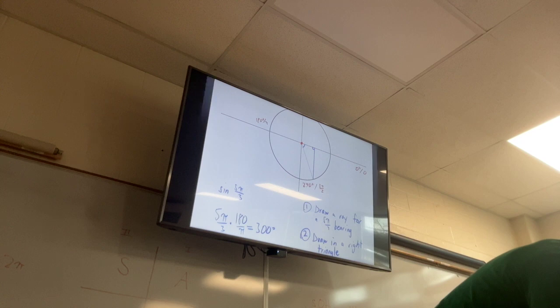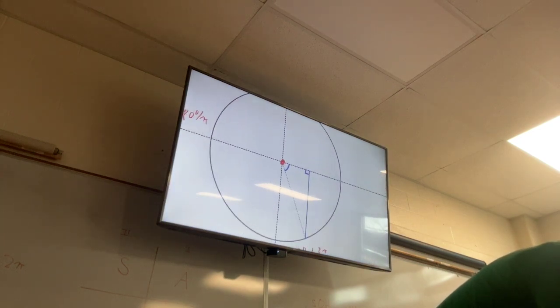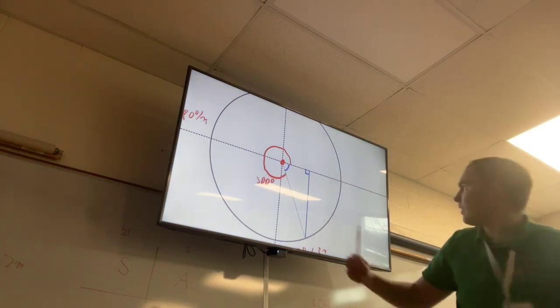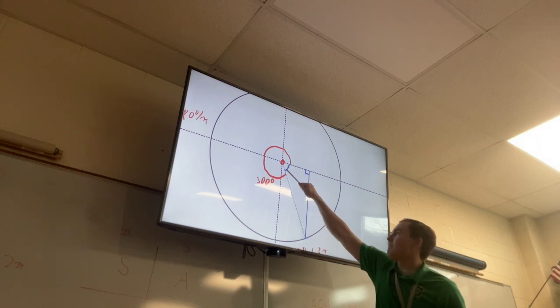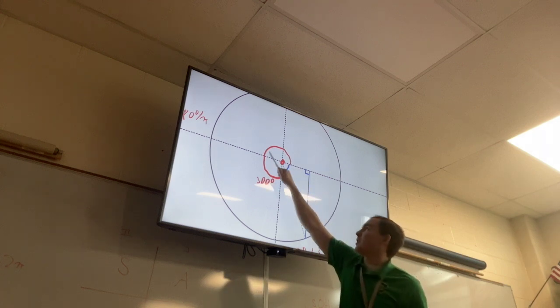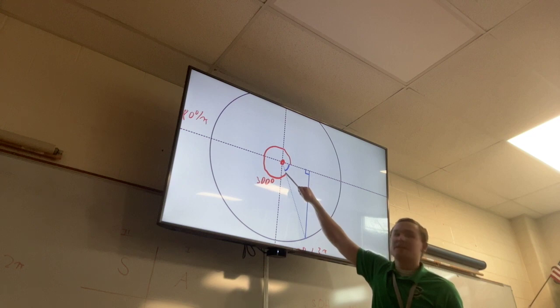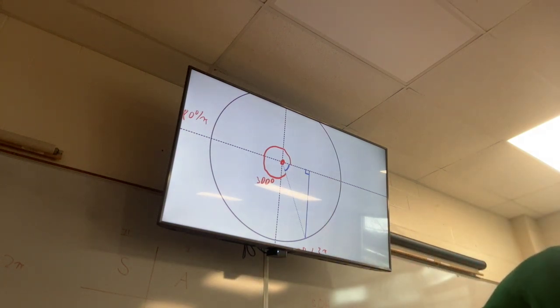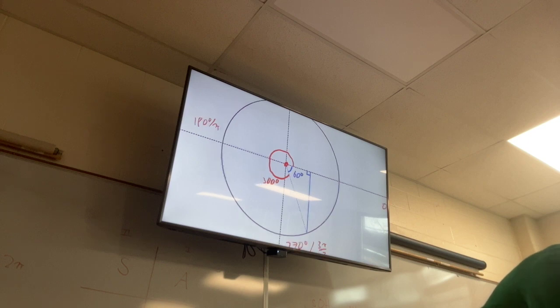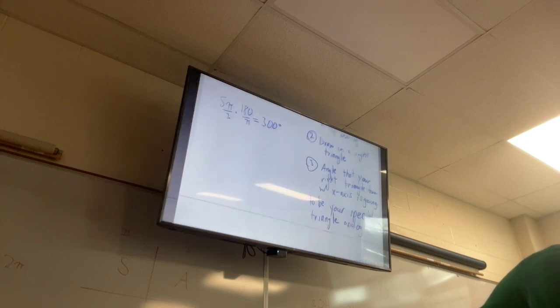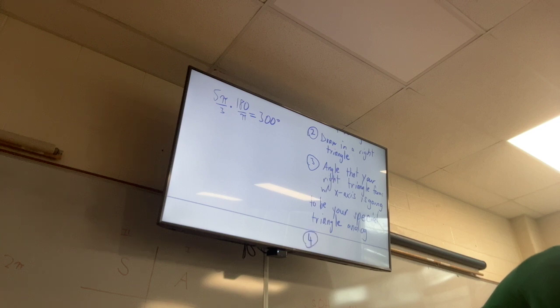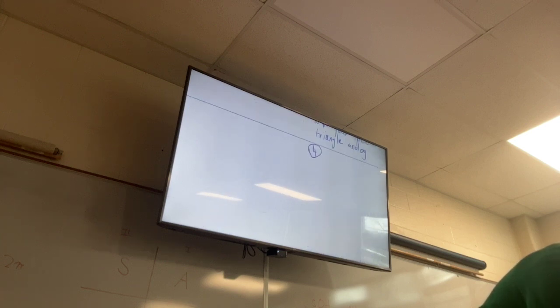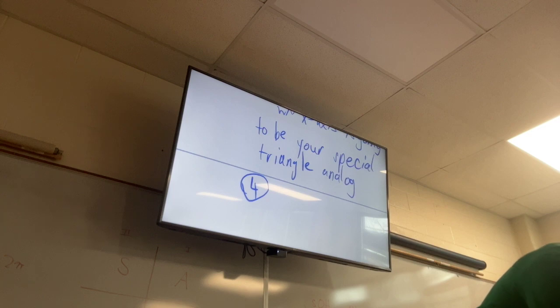So if this is a 300-degree angle, so if I start from the origin going all the way around here, this is 300 degrees. This blue angle here is going to be what? If I went all the way around the circle except for that last 60 degrees, this blue angle is going to be 60. So it's a 60-degree angle. That's my first special triangle analog.